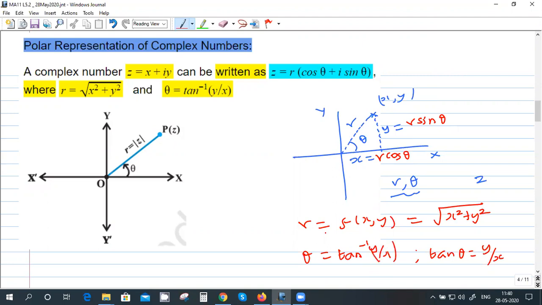Okay. When I'm saying r is a function of x and y, then the right hand side should be fully a function of x and y. The left hand side should be only one variable, r. Similarly, the left hand side should have only theta, and the right hand side will be a combination of x and y. So these two are representing x and y in terms of r and theta, and this is the other way around: r in terms of x and y, and theta in terms of x and y. So this representation in terms of r and theta is called polar representation.